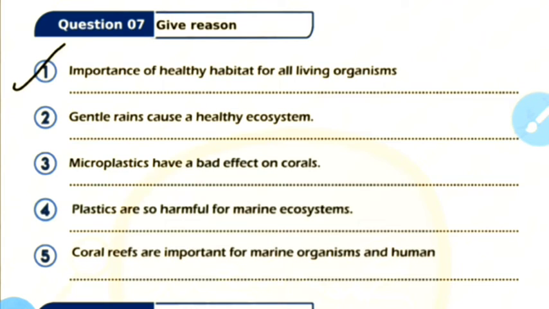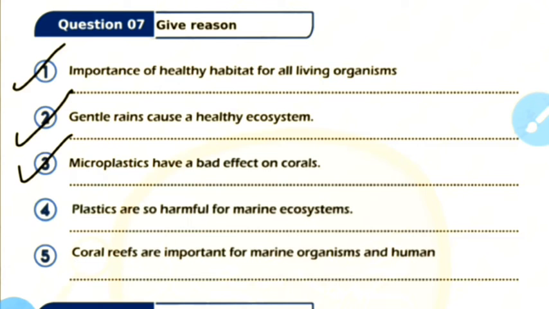Number 2: gentle rain keeps a healthy ecosystem. The answer: because gentle rain lets grass grow. Again: because gentle rain lets grass grow. Number 3: microplastic has a bad effect on coral. The answer: coral filters sea water to get food, during eating it ingests microplastic which is toxic. I'll say it once more because the answer is long: coral filters sea water to get food, and during eating it ingests microplastic which is toxic.